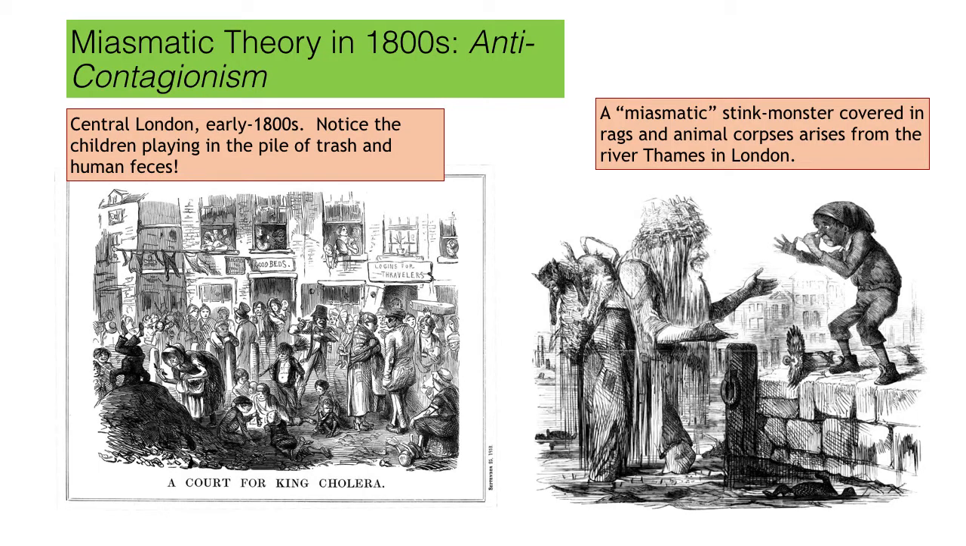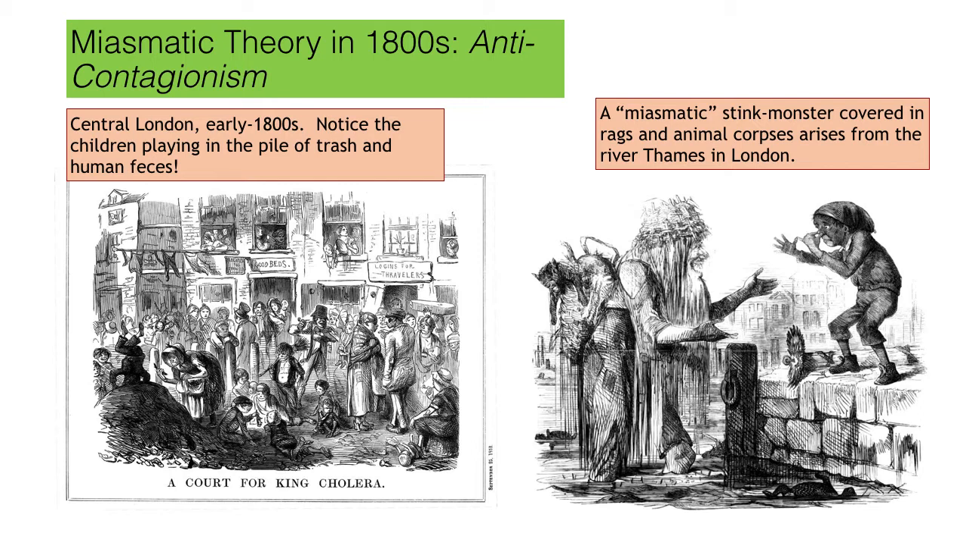Now, the miasmatic theory in the 1800s, the 19th century, was often referred to as anti-contagionism. In other words, the belief was that disease was not contagious. Disease was caused by a local condition of bad air or smelliness. In fact, the most ardent believers in anti-contagionism claimed that contagionism, or the belief that disease could be spread person to person, was a superstition.